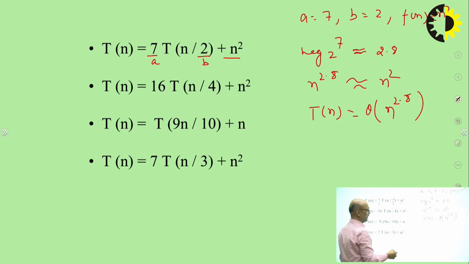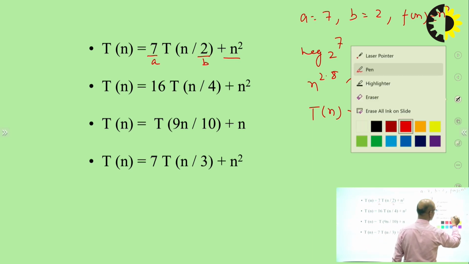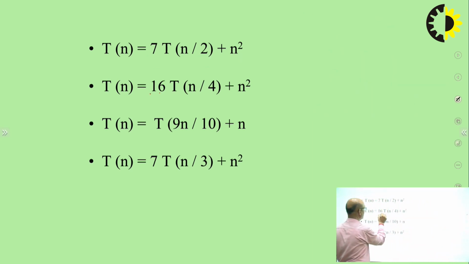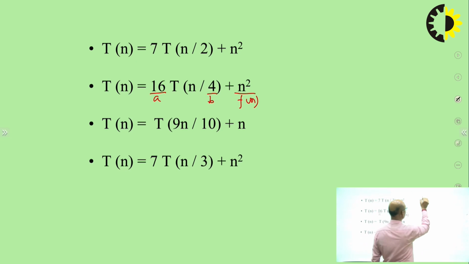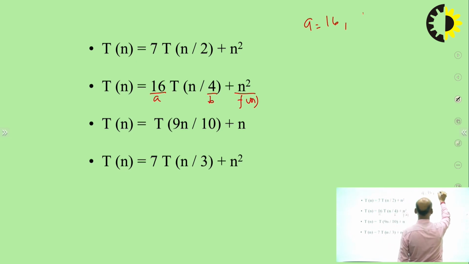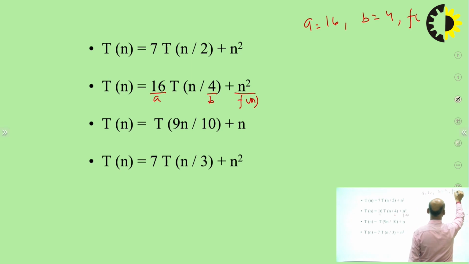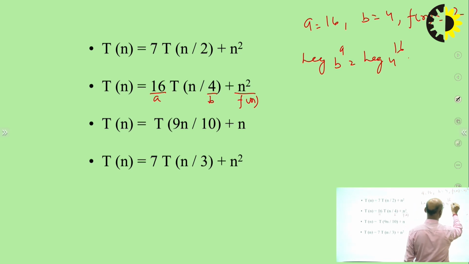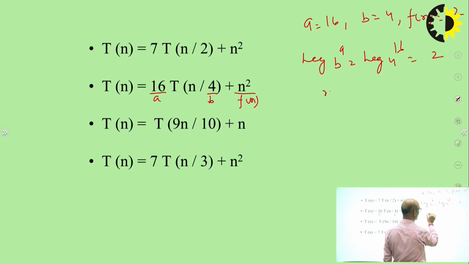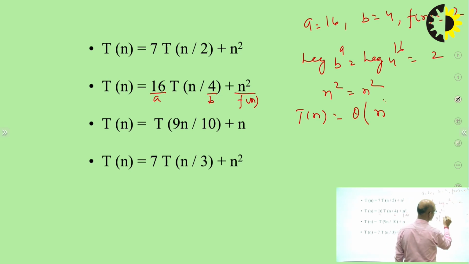Now for the next example. Again, here a, here b, here f(n). a is equal to 16, b is equal to 4, f(n) is equal to n square. Now, log of a to the base b is equal to log of 16 to the base 4, which is equal to 2. Now, n square is equal to n square. Then the solution of this recurrence is n square log n.